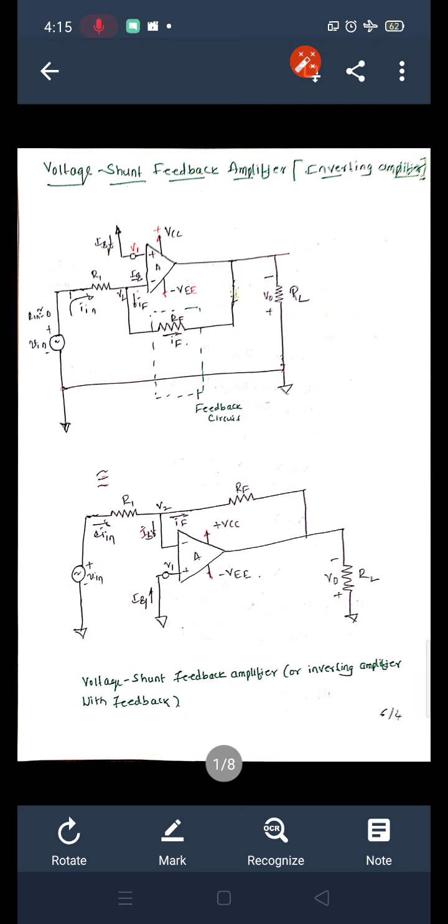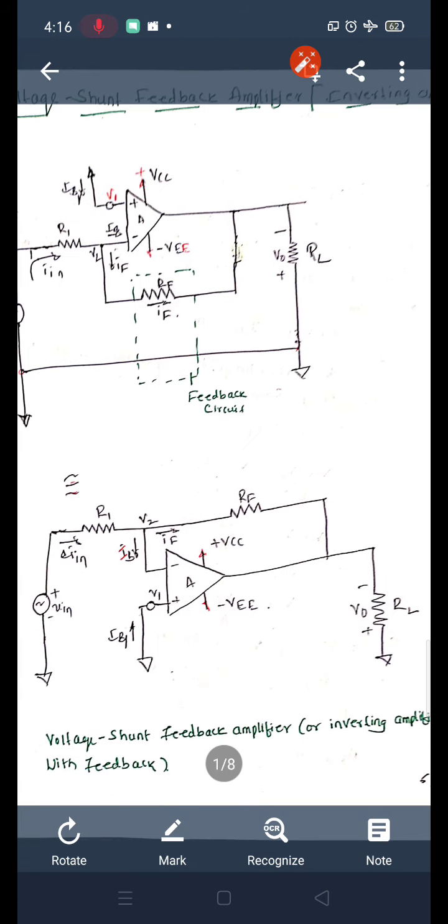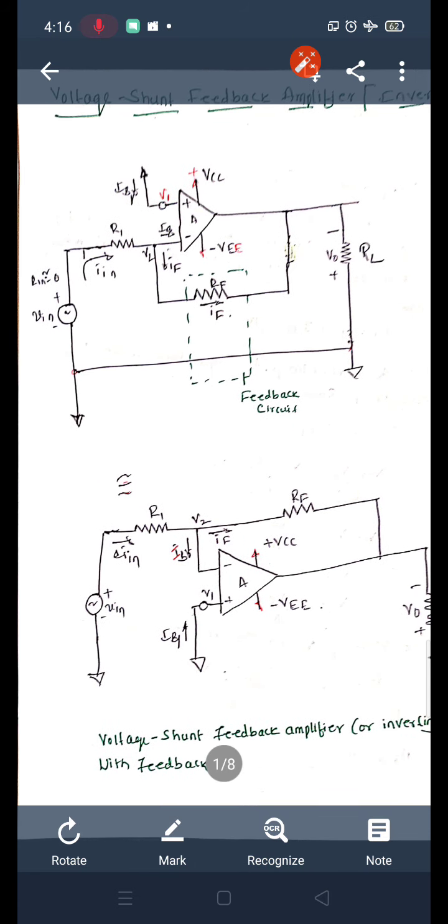Myself Anand. In today's class we are going to study the voltage shunt feedback amplifier, which is also known as the inverting amplifier, and we are going to calculate some of the parameters for this voltage shunt feedback amplifier. These are the block diagrams of the voltage shunt feedback amplifier, or you can say the inverting amplifier.